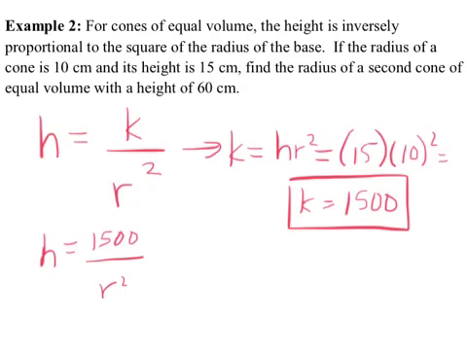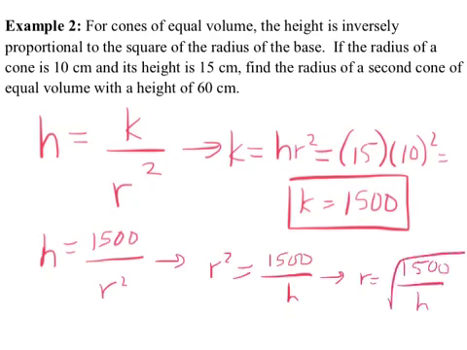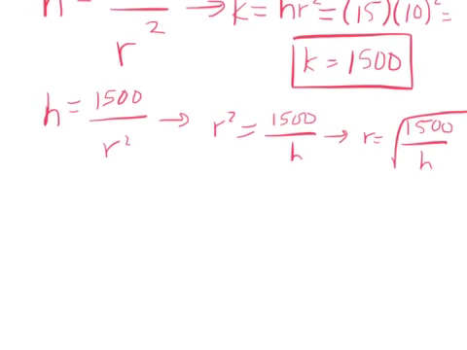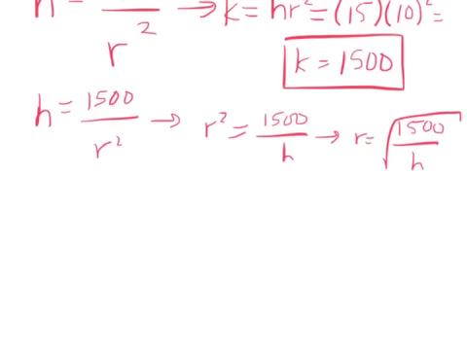Since we're finding what r is, we should switch these spots, which gives us r squared equals 1500 over h. We're trying to find r, so let's take the square root of both sides: 1500 over h under a radical. Why don't I put a plus or minus in front of that radical? Simply because r is going to be a positive root. We're looking for the radius, which is a length. So r is simply the square root of 1500 over h.